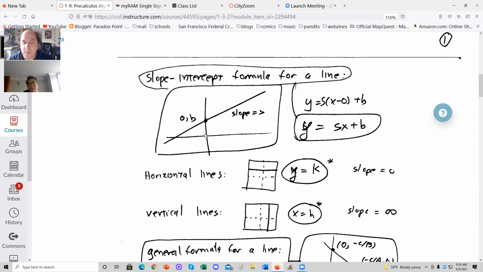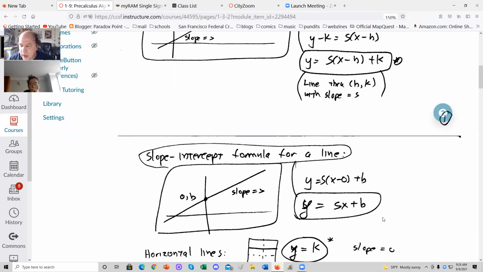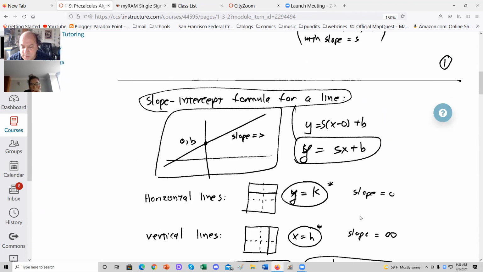Now, if the point is a y-intercept, so it's going through 0 by b with slope s, then we use this formula here with a 0 for h and a b for k because it goes through 0 by b. Y equals s times x minus 0 plus b. This simplifies to y equals sx plus b, the slope-intercept formula. Very simple formula, and it is easily remembered by the name, slope and intercept.